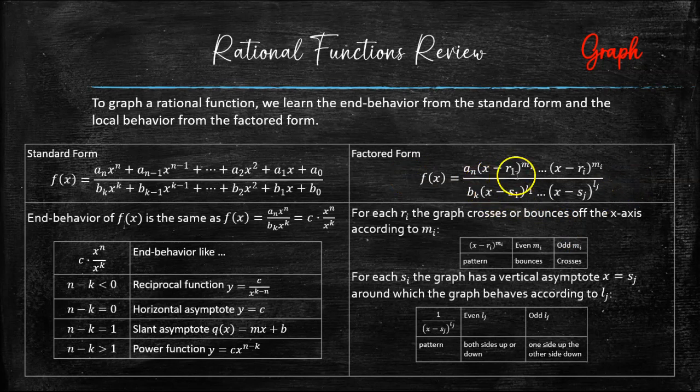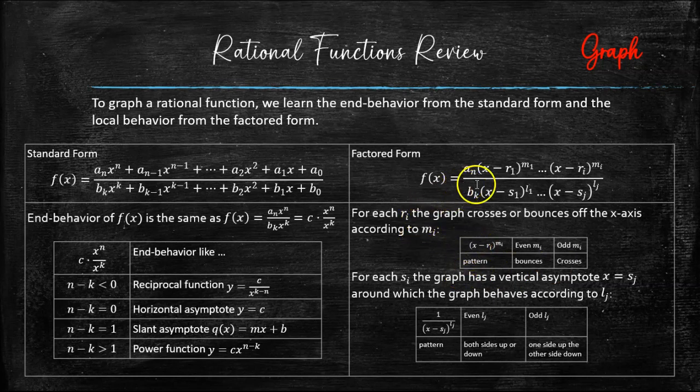Now, what can we learn from writing a rational function in factored form? We can learn the x-intercepts, and we can learn the behavior around x-intercepts by looking at these multiplicities. So for even multiplicities, the graph will be bouncing. For odd multiplicities, the graph will be crossing.